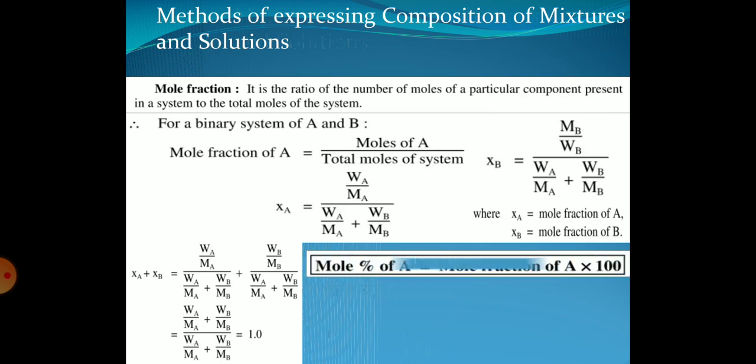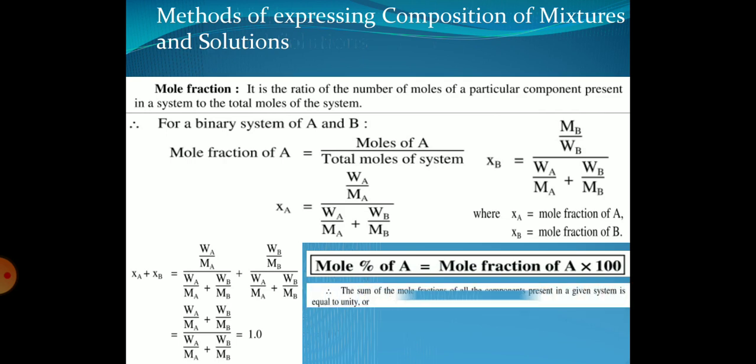So, we can say that mole fraction will be equal to mole percent divided by 100, or mole percent will be equal to mole fraction into 100. So, the sum of the mole fraction of all components present in given system is equal to unity. Similarly, we can say that sum of the mole percent of all the components present in given system is equal to 100.